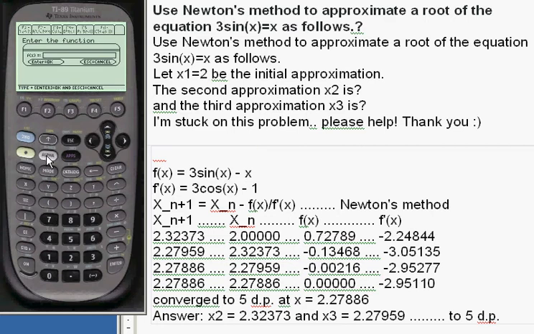I have to press alpha first in my programs. Alpha. Okay, so I'm going to press alpha, and it's 3 times secant of sine of x, close off the parentheses, minus x.